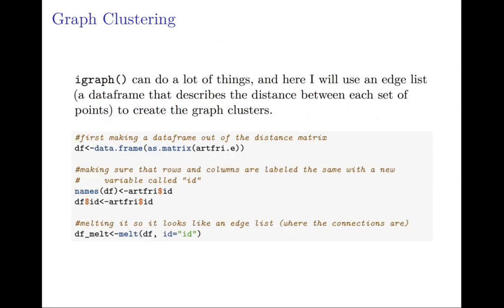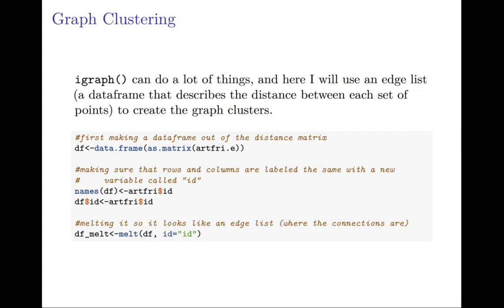You can use the iGraph package to run a lot of network model stuff. iGraph does a lot, and a lot of people have added to it. For better or worse, it has a lot of interesting things, and it's not always explained that great. So I just want to point out that here I'm using an edge list, which is a data frame that describes the distance between each set of points, to create graph clusters. There are lots of other ways to do it, but this is how I'm doing it. I suggest trying to read the help manual if you have other ideas, or rely on the literature if there are methods that your literature uses.